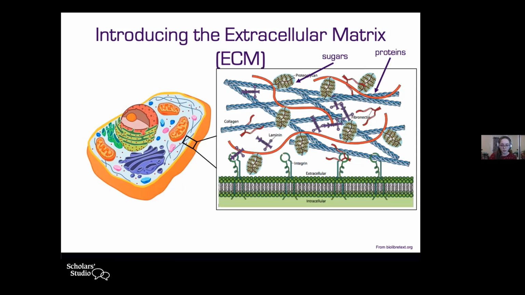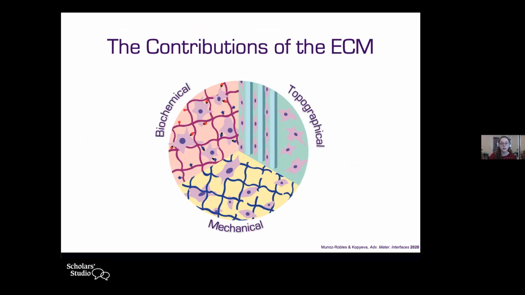The ECM can be thought of as a scaffolding for the cells, and as such gives tissues and organs their shape. The ECM has been found to have many roles in cell function, development, movement, and so forth. These contributions can be divided into three domains. So biochemical, the ECM traps a lot of signaling molecules and proteins, which influences what cells interact with. The topographical contribution, so the arrangement of physical features, actually has been shown to influence cell organization and even stem cell fate. And then finally, mechanical contributions, which I'm mostly focused on.